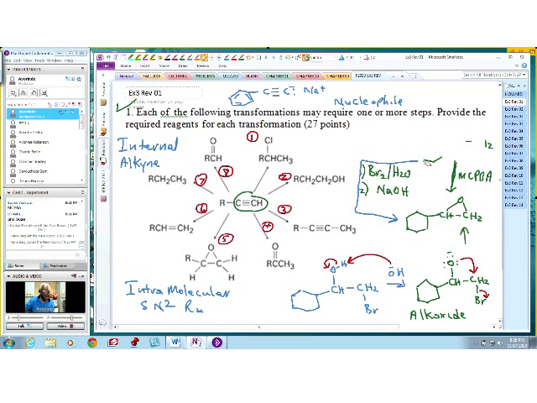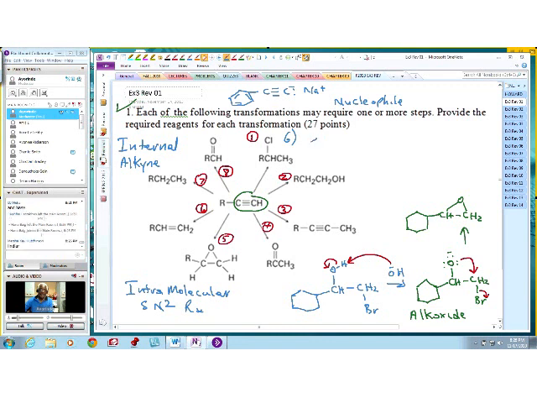Okay, let us go to 6. In 6, this should be fairly simple. We are told to go from a carbon-carbon triple bond to a carbon-carbon double bond. So what reagent do we need for this? Everybody should be able to get this. What reagent do we need for that?